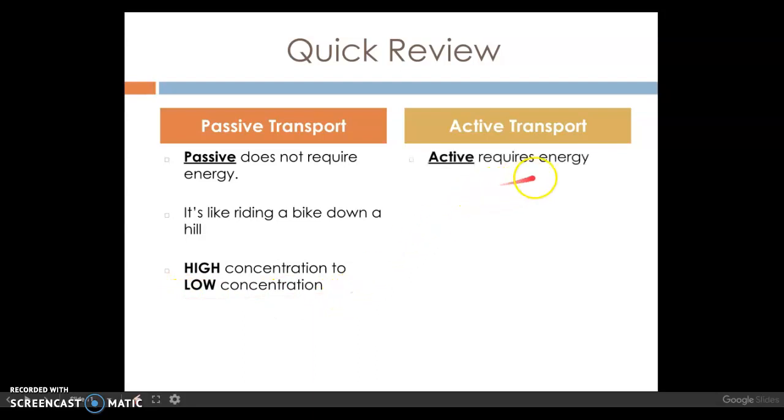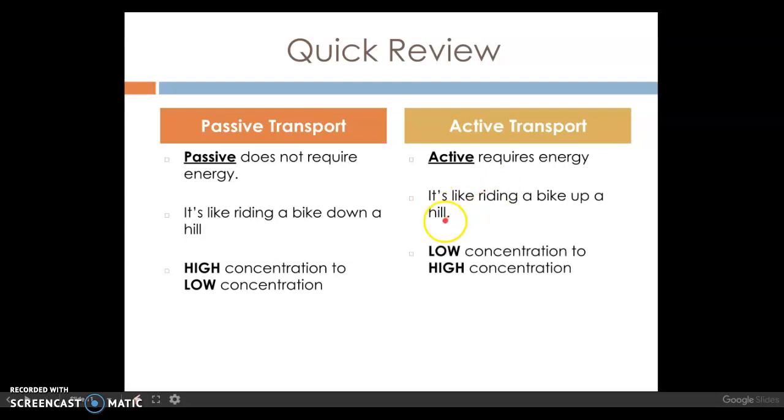Active transport does require energy. Okay. The example is like riding a bike up a hill. You need to get somewhere, but it does require energy to do. And for this, you are taking molecules and going from a low concentration to a high concentration, which means that you are going against its natural concentration gradient.